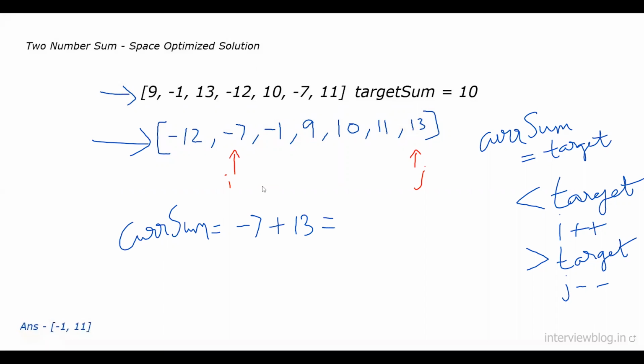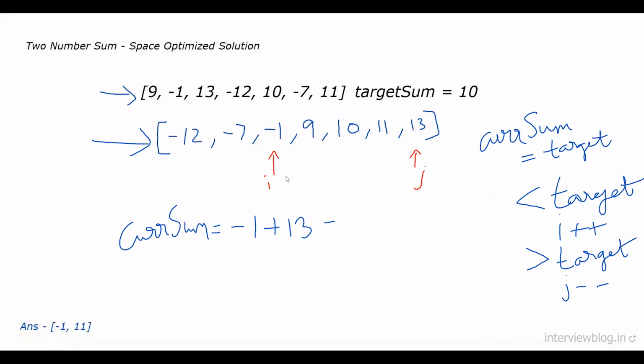So my current sum is 6, which is less than the target sum, which is 10. Since my current sum is less than the target sum, I'll be incrementing my ith pointer once again. So I'll be moving my ith pointer from negative 7 to negative 1. Next, I'll be calculating the current sum, that is, I'll be adding negative 1 and 13.